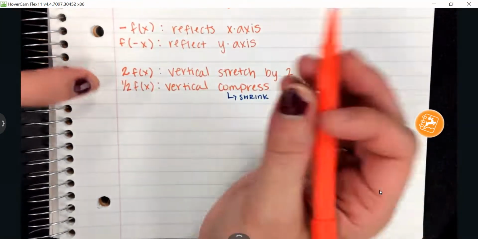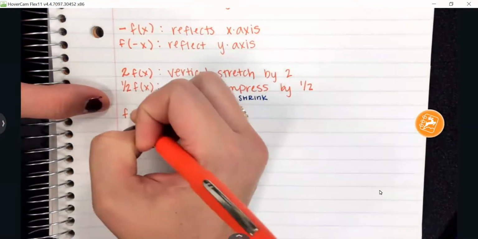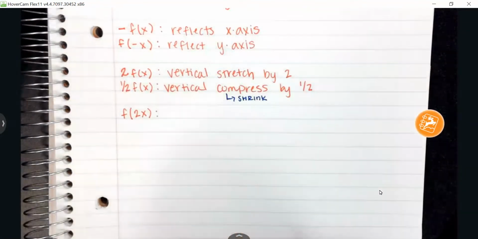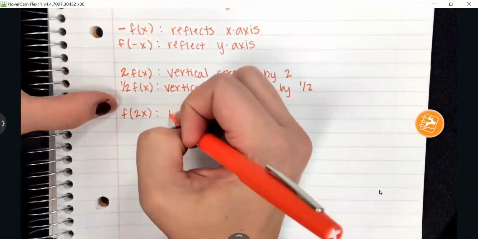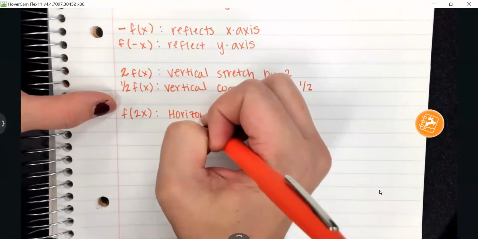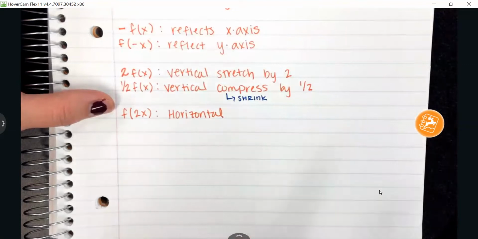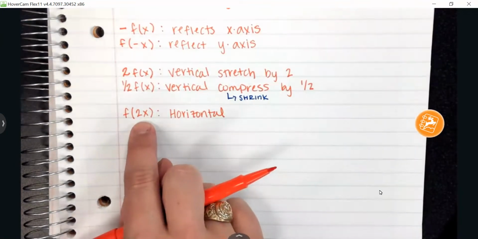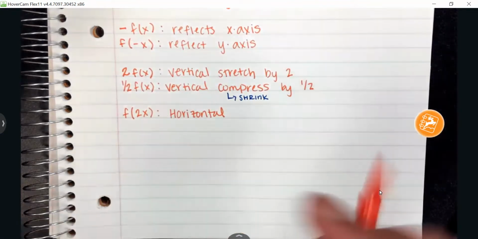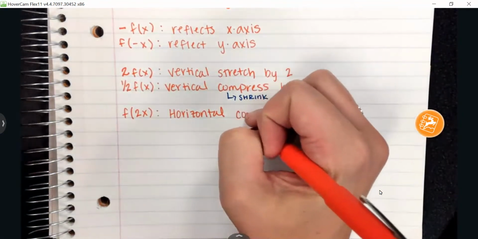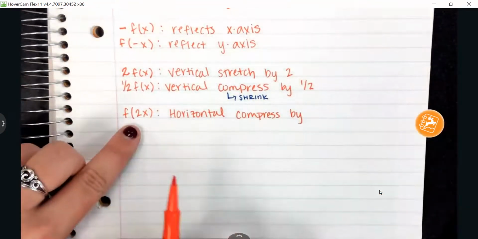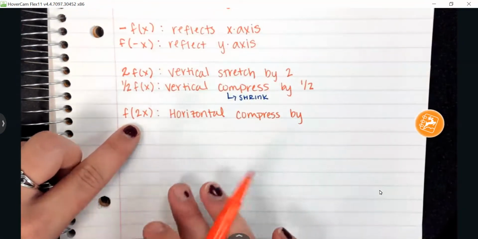All right, last 2. What if my f of x had the multiplication of 2 inside? Well, first it's horizontal. Now, what were those 3 really important words we said? Inside is opposite. So it looks like it should be getting big, but since it's opposite, what word are we going to use? The small, compress or shrink. What does it compress by? It will still compress by 1/2.